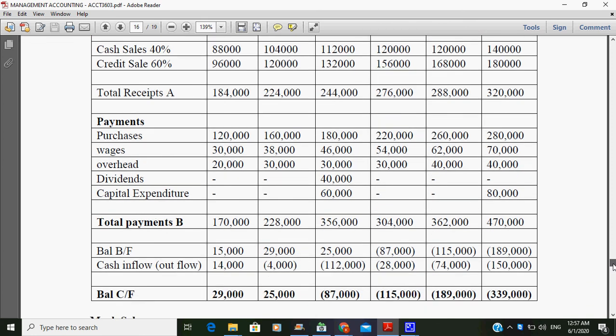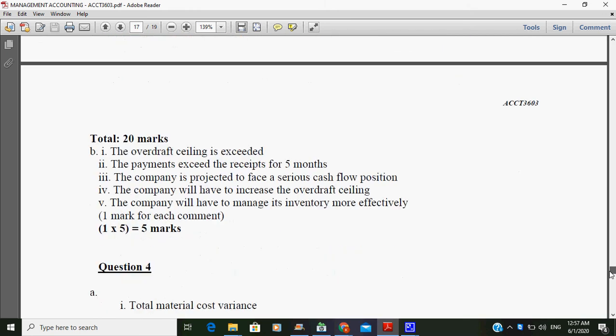As it relates to the other part of the question, these are the things that could be placed there for you.